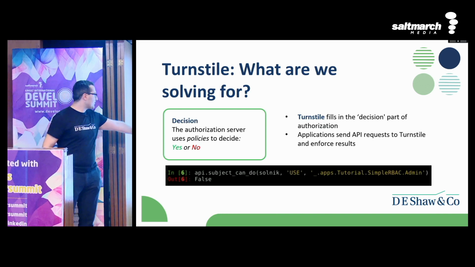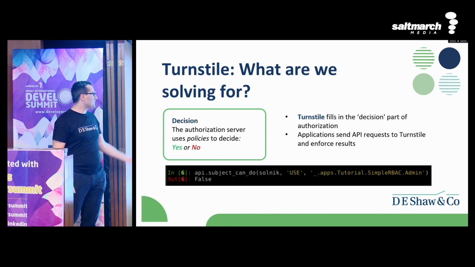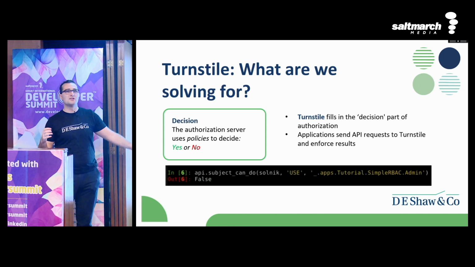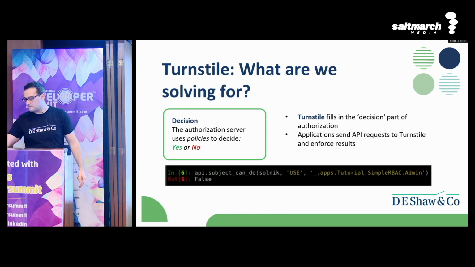We can see here at the bottom an example of what that might look like, where you call into a client API, and in this case, we're asking about admin functionality for a simple role-based access control app. You see we get back a true or false.